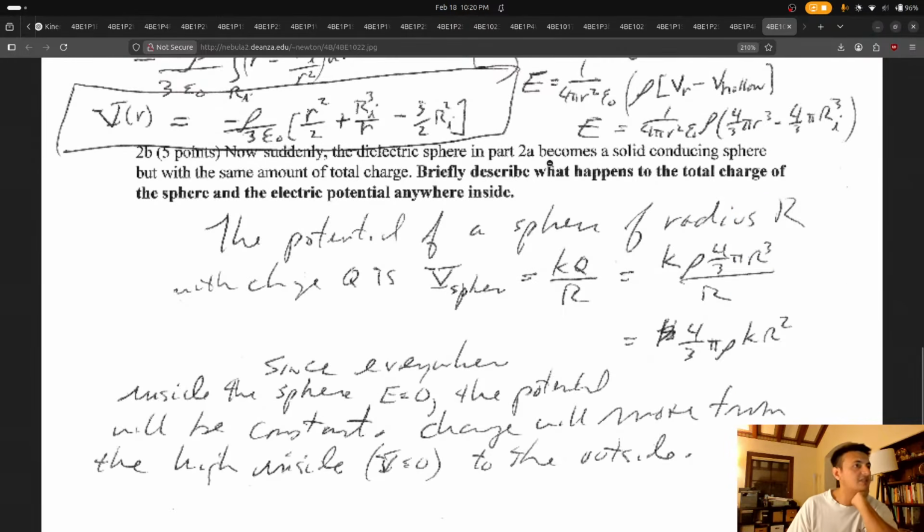Now, suddenly the dielectric sphere in part 2a becomes a solid conducting sphere, but with the same amount of total charge. Briefly describe what happens to the total charge of the sphere and the electric potential anywhere inside. Does it have surface charge density? Because I did a problem where it does, but that's only if there's a... I think probably it goes all to the very outside. Okay. Since everywhere inside, the potential will be constant.